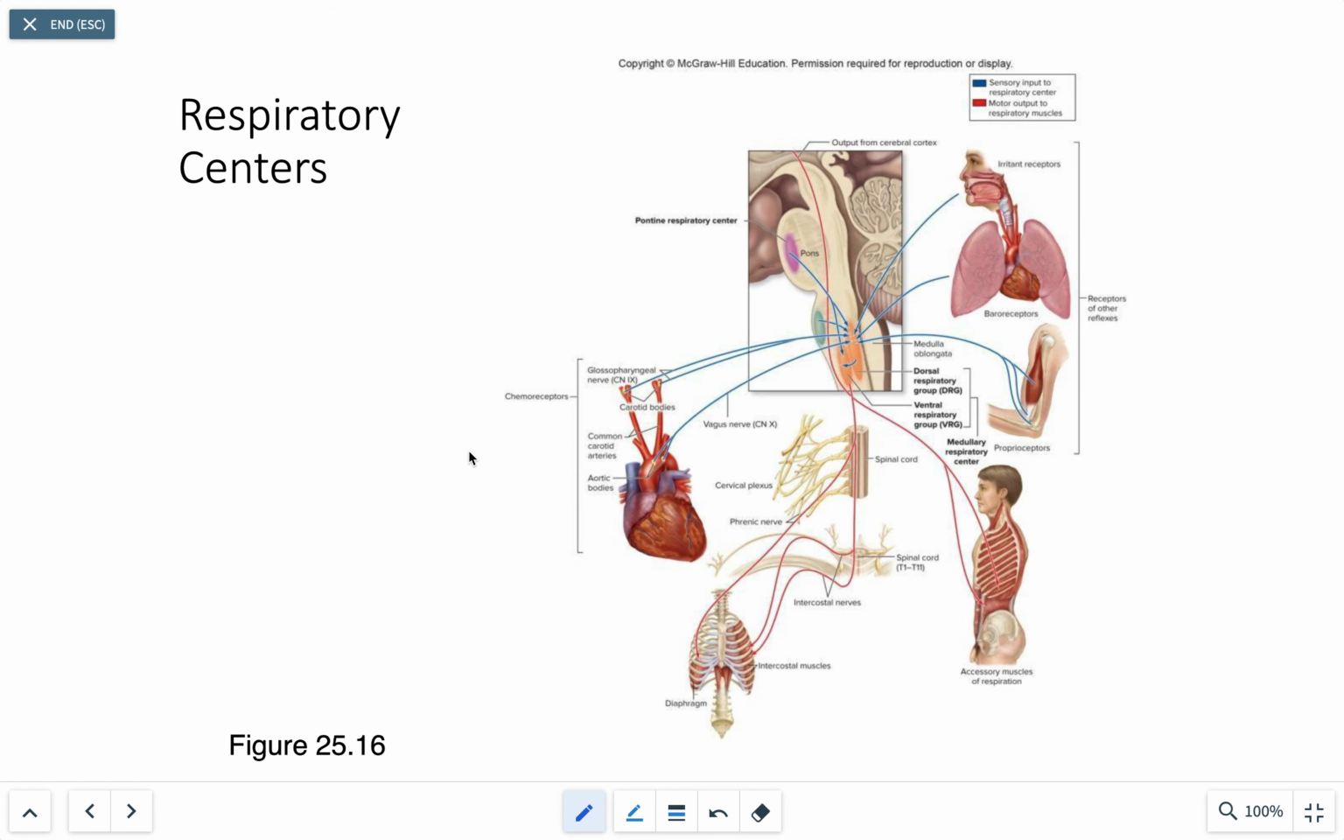So when we start talking about the innervation of the breathing centers, a couple of things that we should point out first is what is considered to be the respiratory centers.